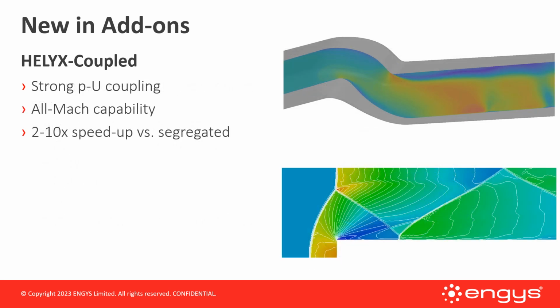The coupled solver in Helix version 4 has the usual strong pressure velocity coupling algorithm. It accounts for all Mach numbers and provides a speed up to 10 times in solution time.